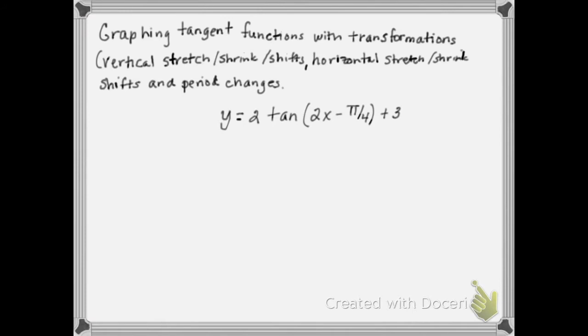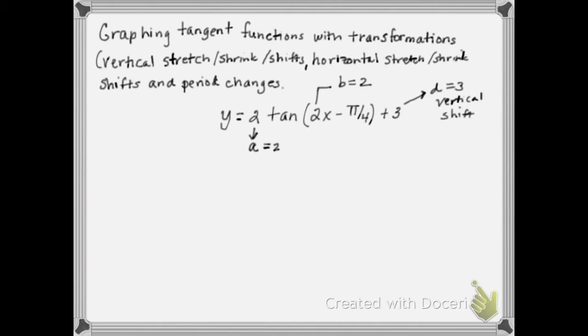So remember, your A is the coefficient of the tangent function, so A is 2. Your B is the coefficient of the x value in the argument, so B is 2. And then my vertical shift, we normally call this D, and D is 3. That's my vertical shift.